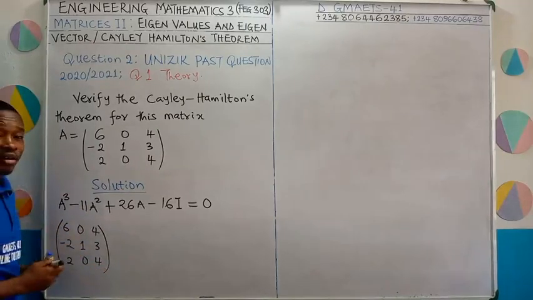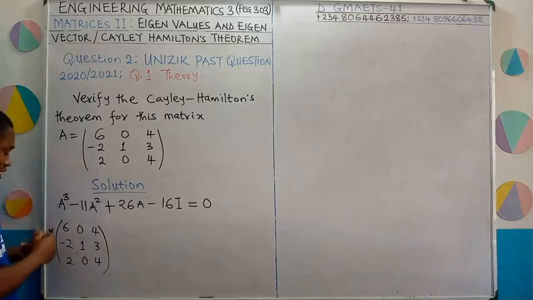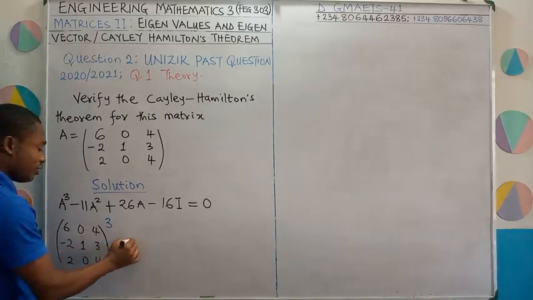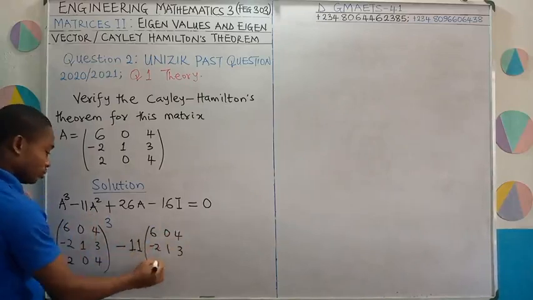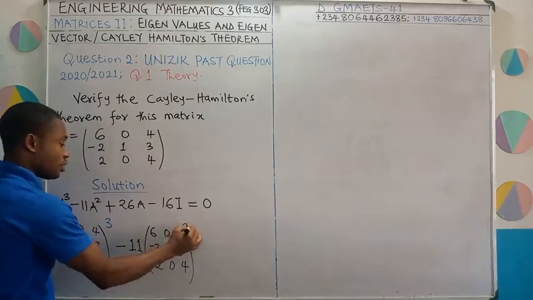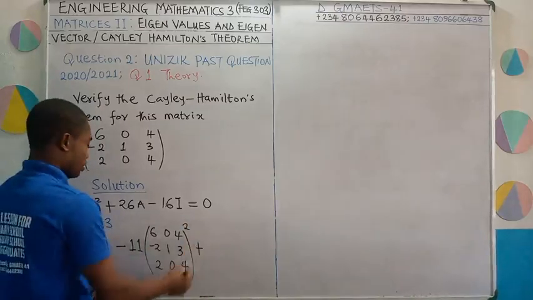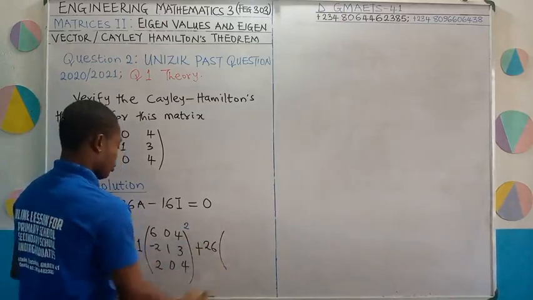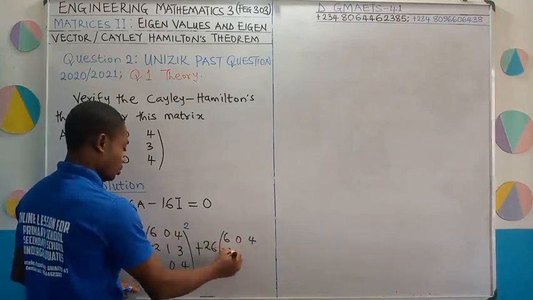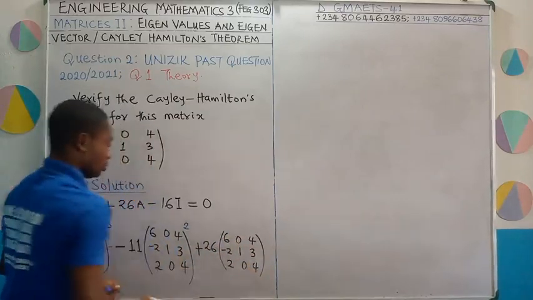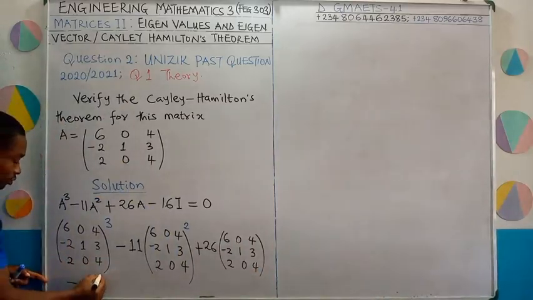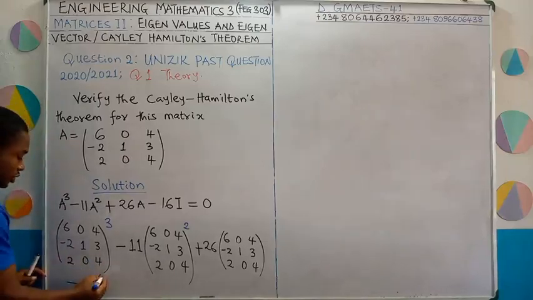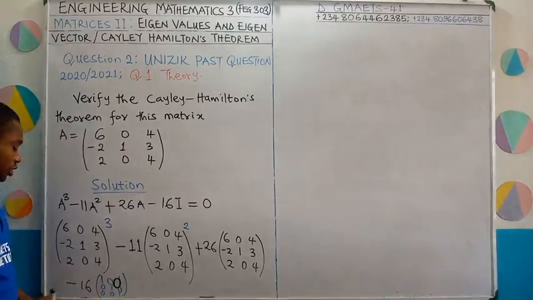This will be raised to the power of 3. In fact, let me write it out here. A to the power 3, and then we have minus 11 multiplied by A this time to the power of 2, plus 26 multiplied by the same matrix, and then we're going to have minus 16 multiplied by the identity matrix. Good. This is what we are solving.